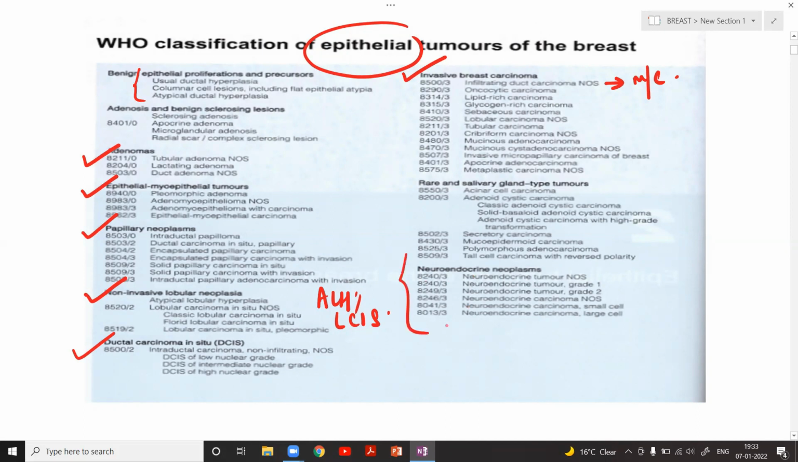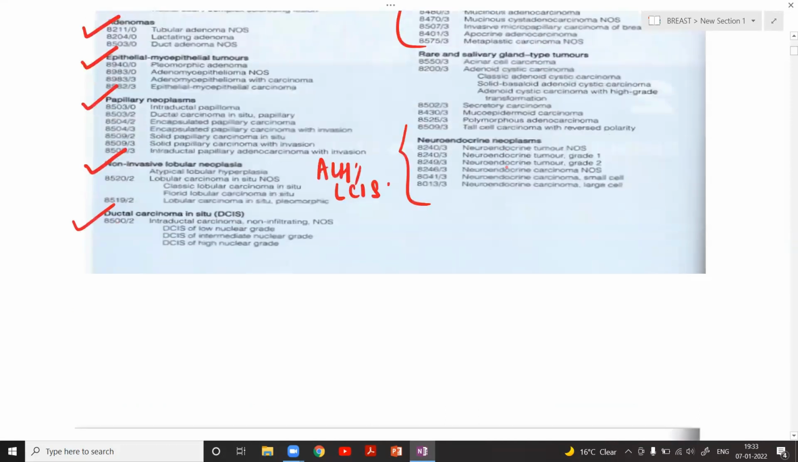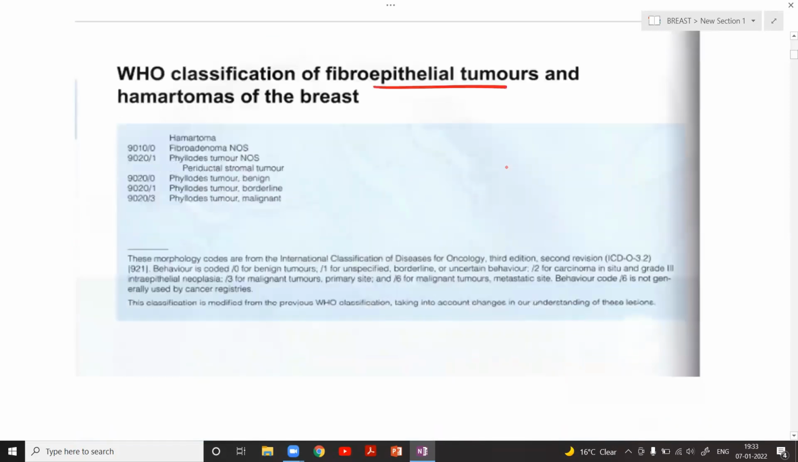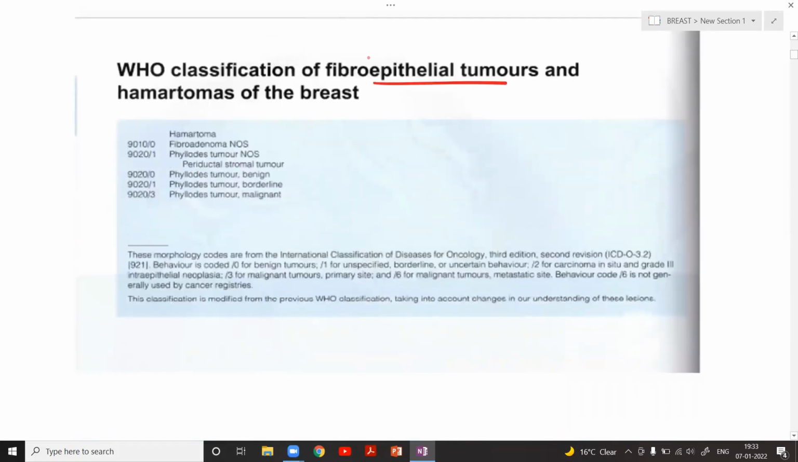Then we have certain neuroendocrine tumors of the breast as well. But this is the one which is the most important, that is the invasive breast carcinoma, and this is the one which we are going to discuss in detail in today's lecture. Now, among the fibroepithelial tumors, both the fibrous component as well as the epithelial proliferation is there. So among them, the most important one is your fibroadenoma, phyllodes tumor.